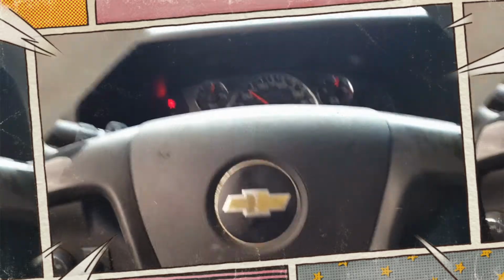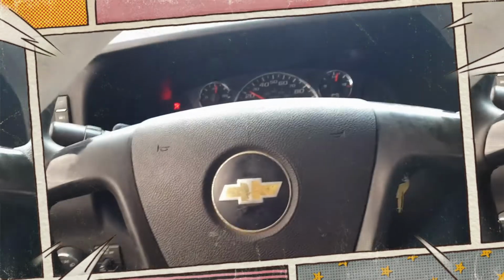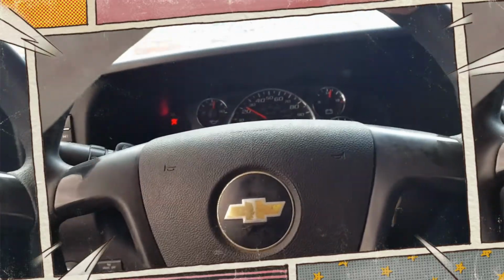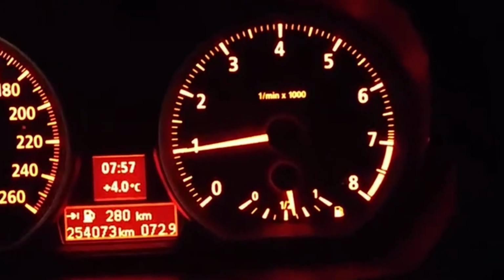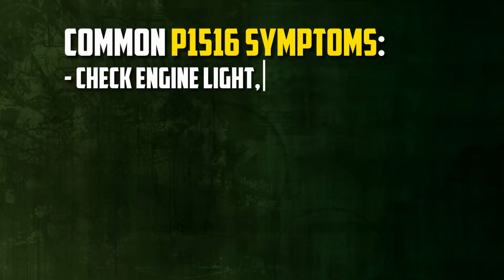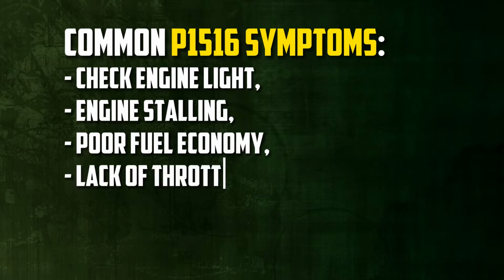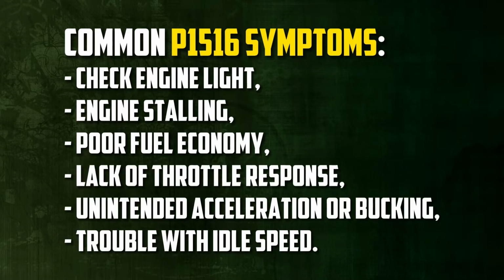Symptoms. The check engine light on your dashboard will be one of the symptoms of code P1516, and you may also experience stalling, a lack of throttle response, or rough idling. Here are a few of the P1516 DTC's most typical symptoms: check engine light, engine stalling, poor fuel economy, lack of throttle response, unintended acceleration or bucking, trouble with idle speed, pauses.